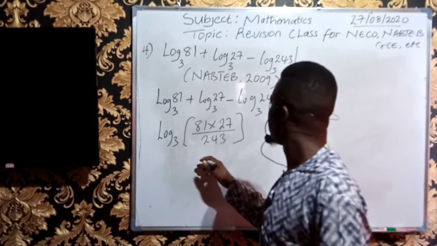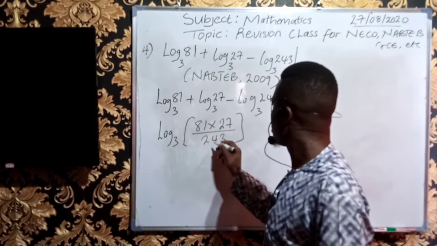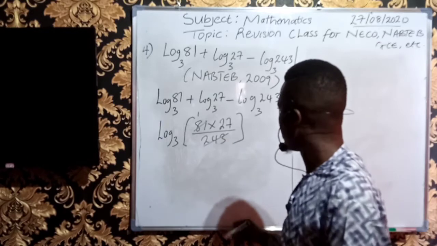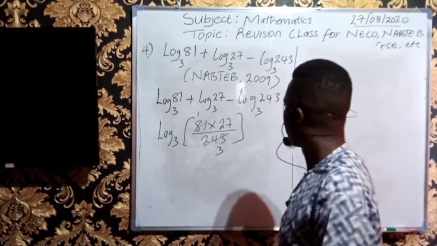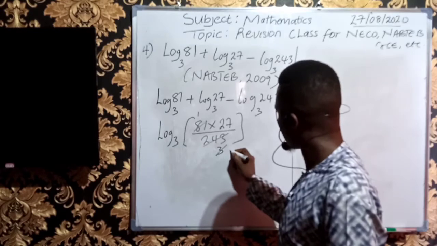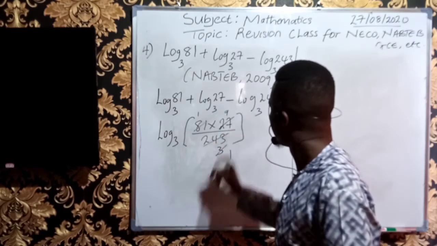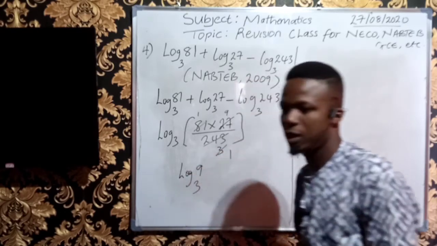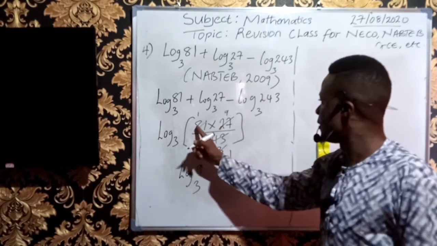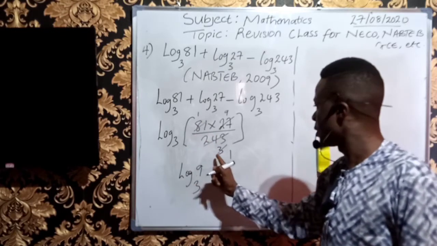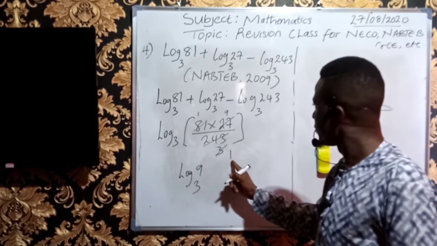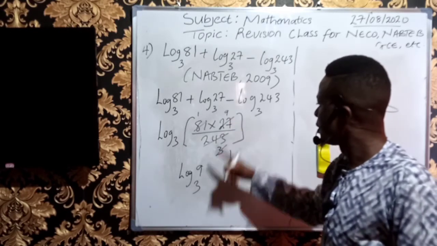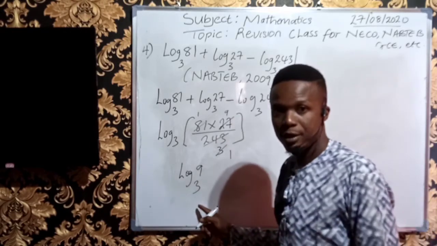So let us simplify this. Do you know that 81 can divide itself to give us 1? When 81 divides 243, we are having just 3. Now 3 divided by itself is 1. 3 divided into 27 is 9. So all these things will turn into log 9 to base 3. Because 81 divided by itself is 1. 81 divided into 243 is 3. Then 3 divided by itself is 1. 3 divided into 27 is 9. So we have log 9 to a base of 3.